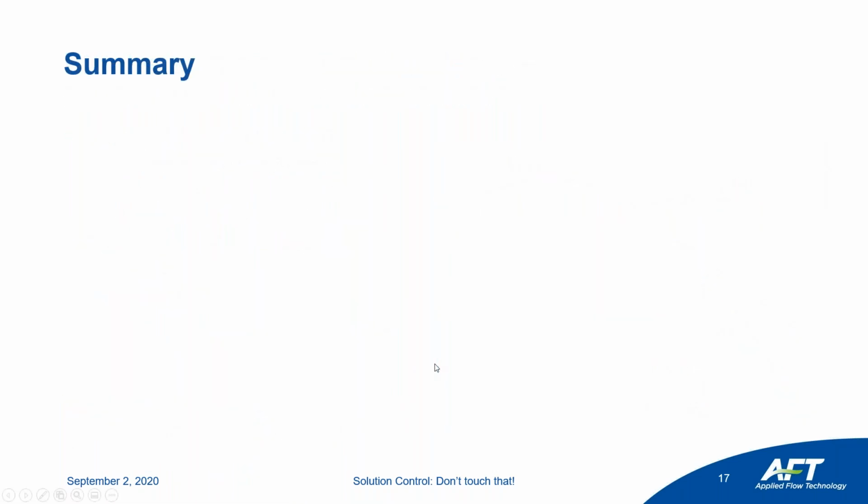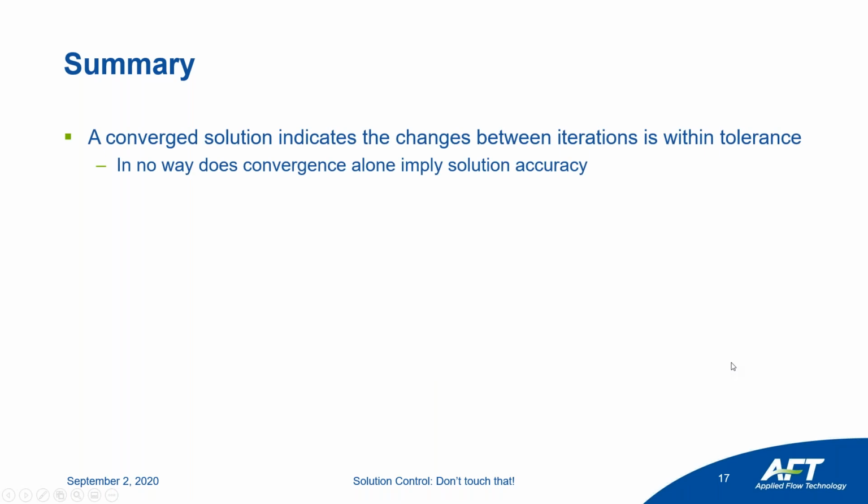In summary, a converged solution indicates the change between iterations is within tolerance. So that could be relative tolerance, that could be absolute tolerance. In no way does convergence alone imply solution accuracy. So if we make our absolute tolerance 10 million, we can get a converged solution really easily, but we should not be making design decisions on that solution.